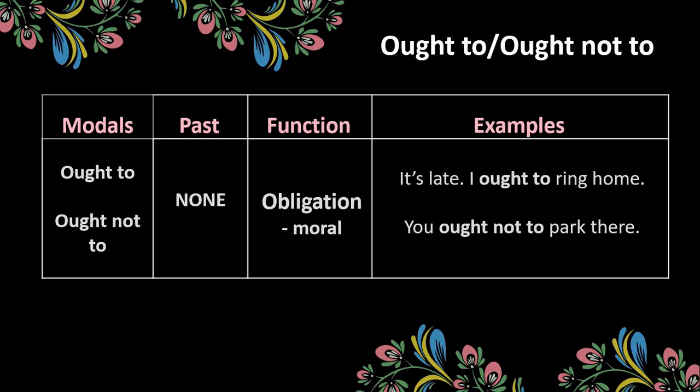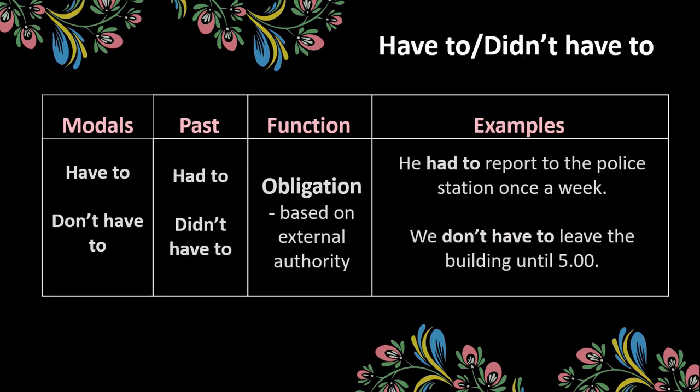They don't have a past form at all, which is a little bit weird again in the English language. But the function is easy. They are used to express obligation, which is moral obligation. I ought to ring home because my family is going to worry. It is a moral obligation. You ought not to park there. Similarly, you don't park, for instance, on the walkway, or on a zebra crossing.